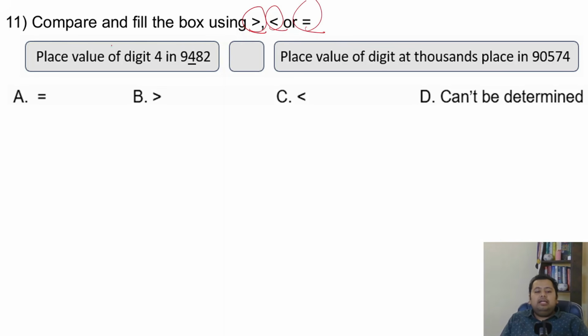What you have to find out is the place value of digit 4 in 9482. Is it greater than, less than, or equal to the place value of the digit at thousands place in 90574? So what is there in the thousands place? What is the place value of that? That is something you have to find out first, and then find out whether it is greater than, less than, or equal to. So pause the video, solve it first, and then look at the solution.